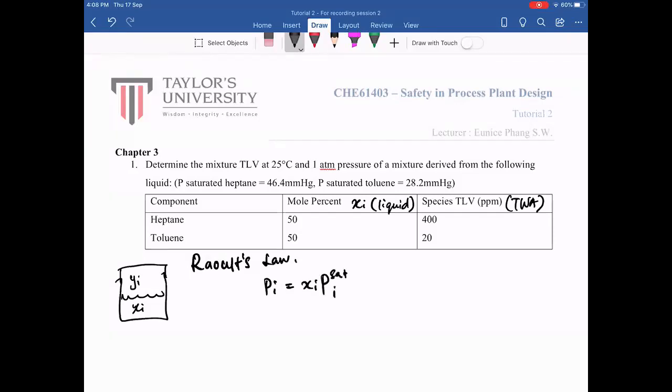Okay, so now we have our P saturated for heptane, it's given 46.4 mmHg, and also P saturated for taurine at 28.2 mmHg.